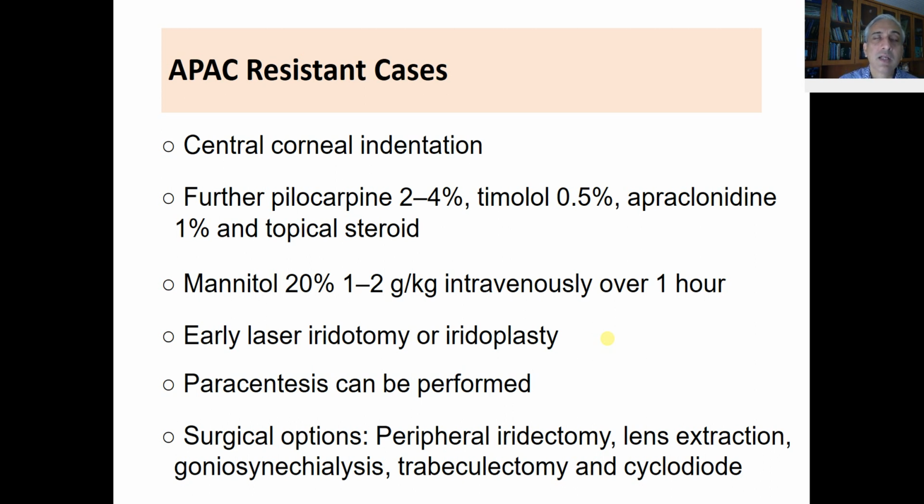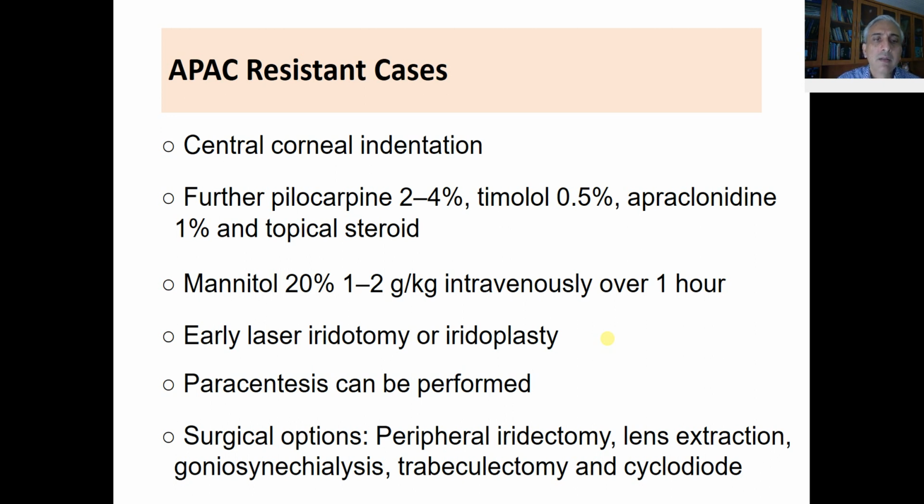Then lens extraction, as I talked about. If somebody has a lens which is thickened in size, that is causing the iris to move outward and producing an appositional angle. If you remove that lens from inside the eye, the iris which is bowed forward due to the lens will fall back, because obviously the thickness of an intraocular lens is much less compared to a cataractous or even a non-cataractous lens.